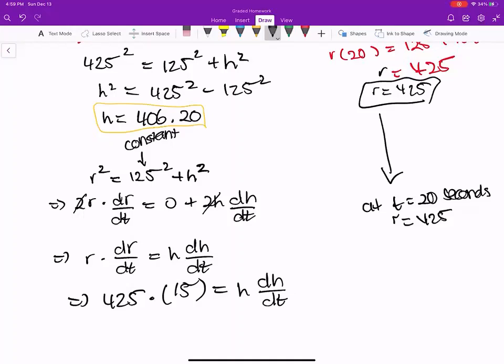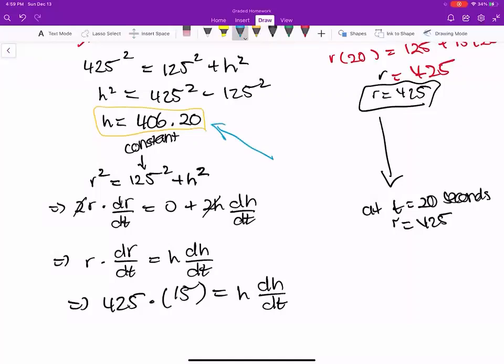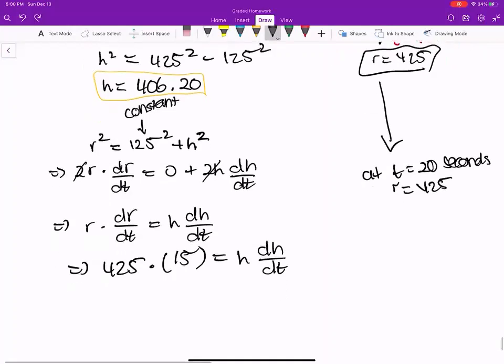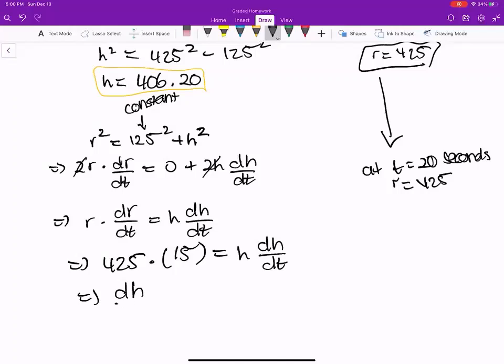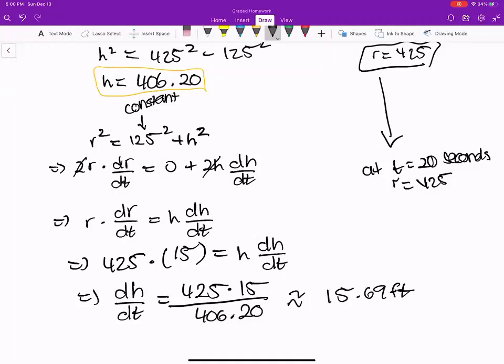We know h as well, which we calculated over here, which evaluates to 406.20. So you get dh over dt equals 425 times 15 divided by 406.20, which is approximately 15.69 feet per second. I verified this online. The question I got this from didn't have a solution key, but I checked multiple sources online and it matched my answer. So that would be your final answer. We can show you the link.